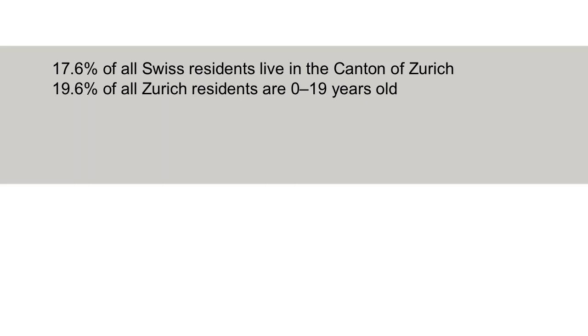So look at the numbers. If I tell you 17.6% live in Zurich and from those people 19.6% are young, what would you do? You would say, yeah, 0.176 times 0.196, that's now the fraction of people that have both. They are both young and live in the canton of Zurich. You do this and you get 3.45%. We have done this, I'm sure, in our lives a lot.